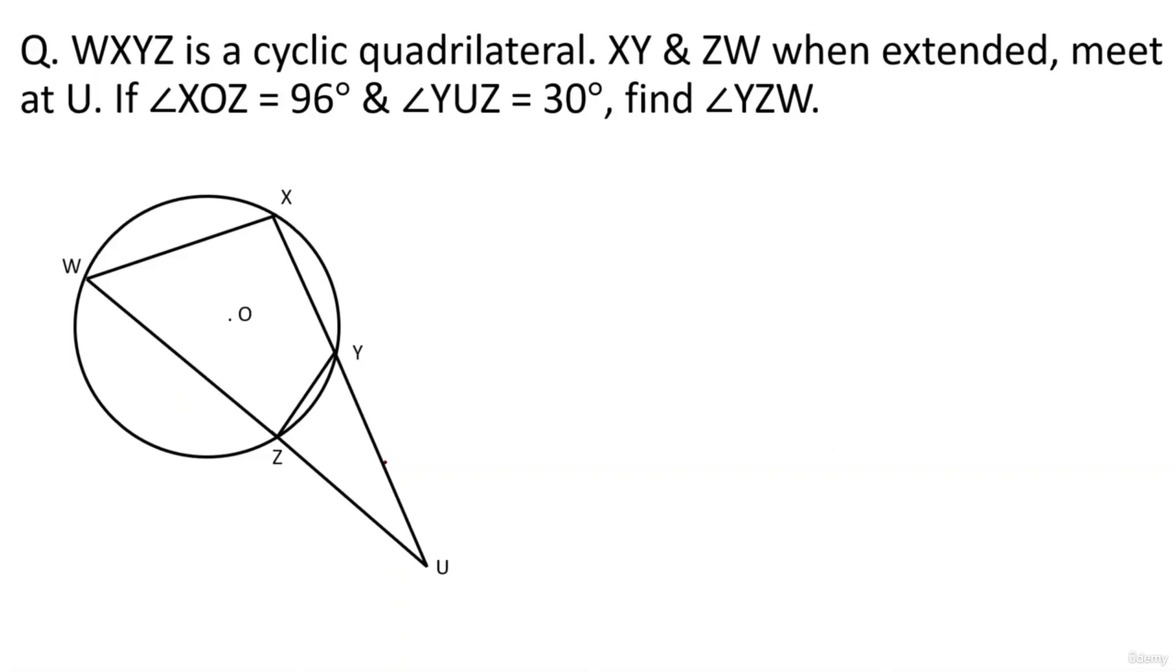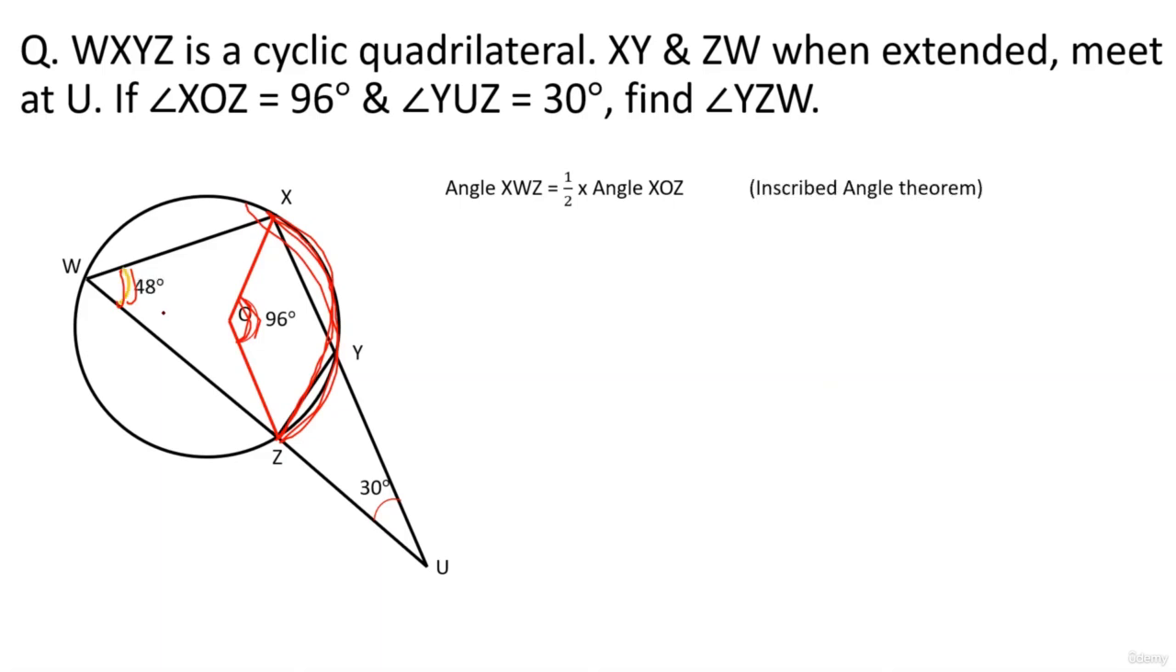There are many ways people dabble around, jumping here and there to find different angles. I will tell you the shortest way to solve the same question. It's given that angle XOZ is 96 degrees, and we know that YUZ is also 30. Now if you observe carefully, angle XWZ, this angle here, is the inscribed angle for this complete arc. So it will be half of the central angle. So angle XWZ will be half of 96, which is 48 degrees.